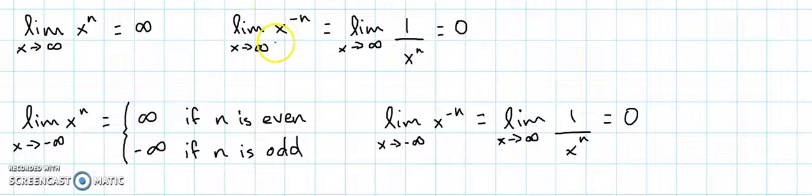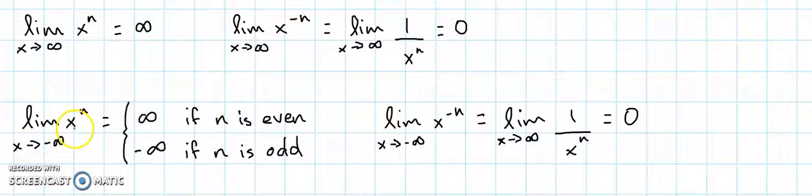The limit of x to the power of negative n, which can also be written as the limit of 1 over x to the power of any number, when x approaches infinity, is always equal to 0.